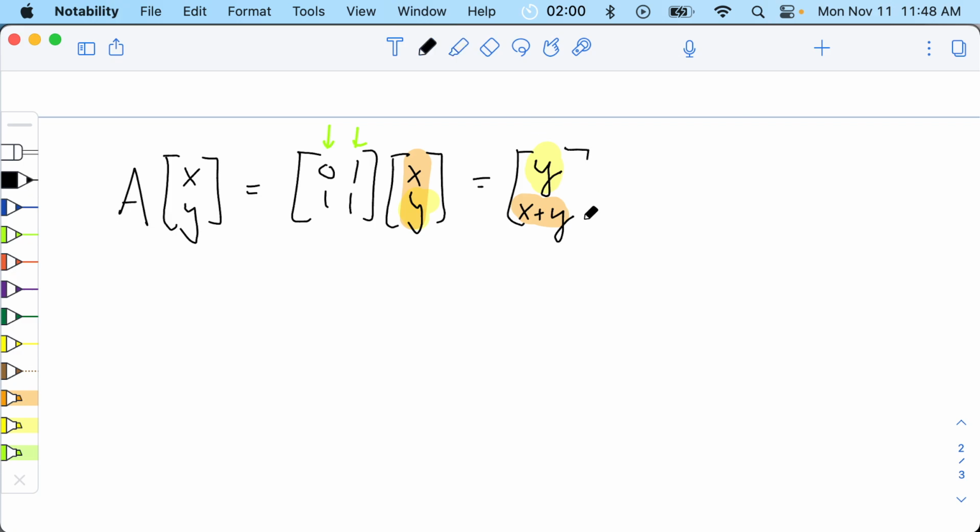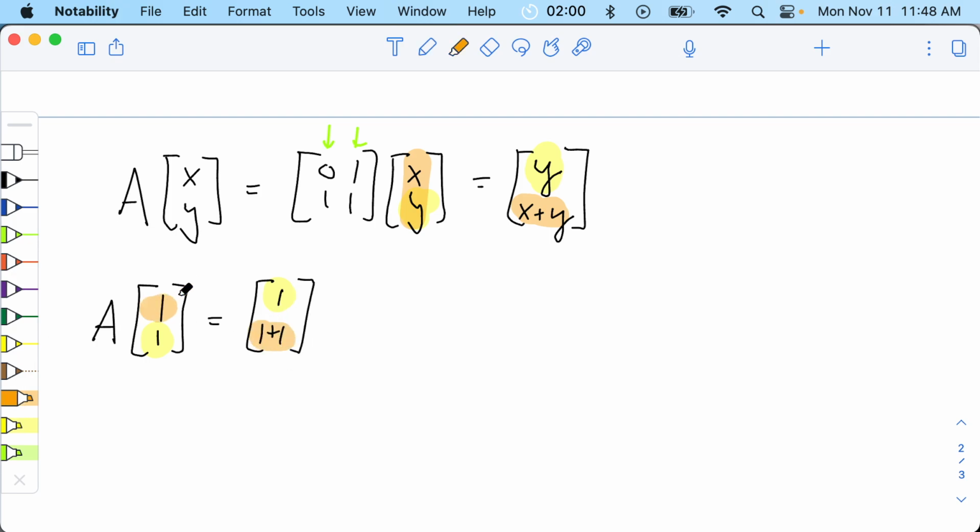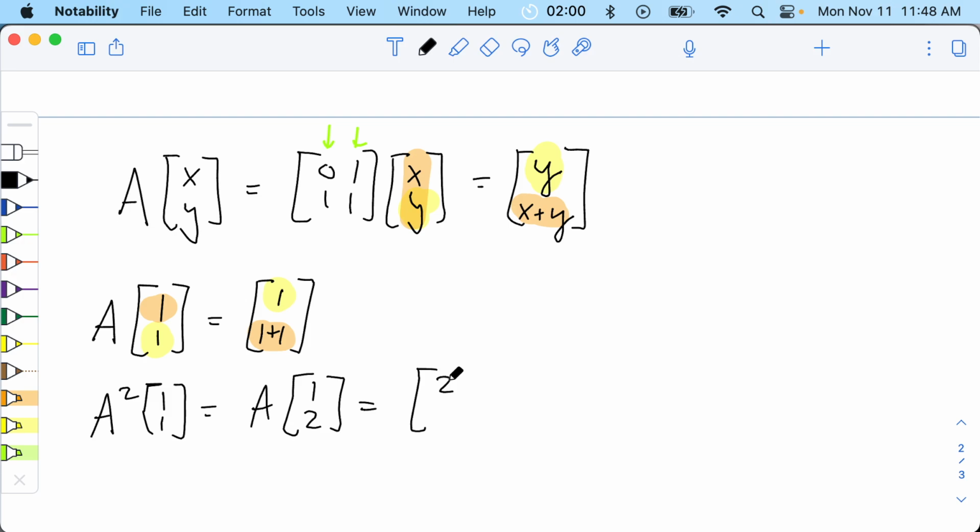So what is this matrix doing? It shifts everything up, and then it takes the sum of the two terms and puts it down. So if you apply A to 1, 1, the first one moves up, and then you get a 2, with 1 plus 1, on the bottom. And then you apply A to that. So A squared on 1, 1 is A applied to 1, 2. What is that going to be? Well, the 2 shifts up, and then you get the sum, 2 plus 1.